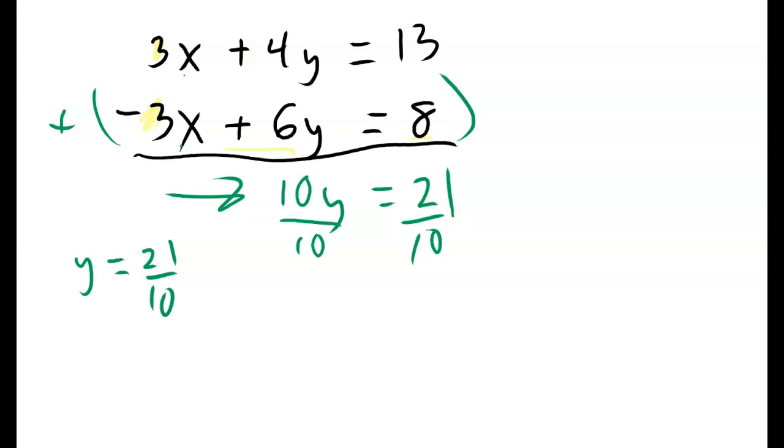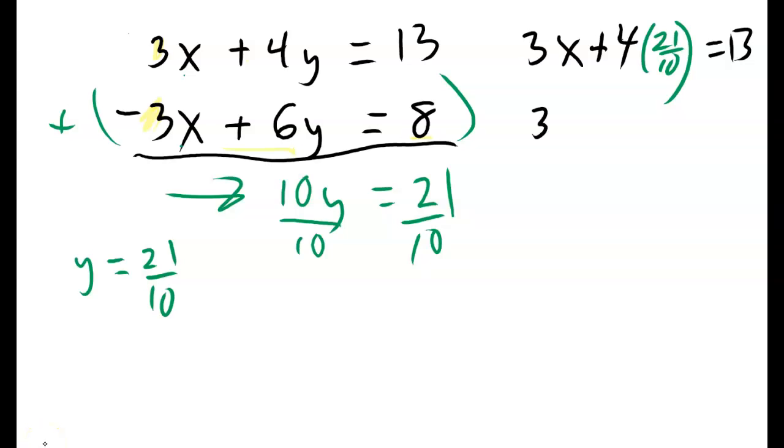Now, to get x, I go back into either of these equations. I'll choose the top one. So the top one, I get 3x plus 4, and instead of y in the top equation, I am going to use my 21/10. And that's still equal to 13. So now what I observe in this equation is that I only have one variable, so I can find a value for that variable.